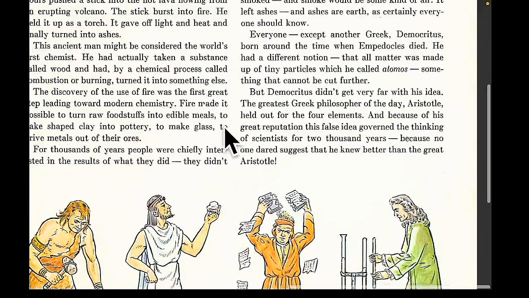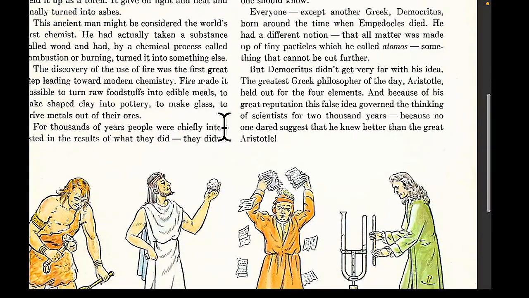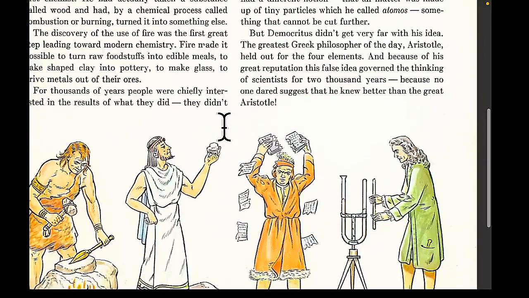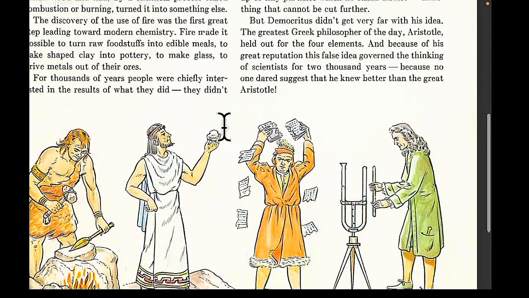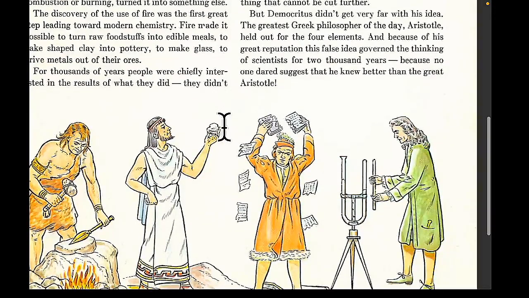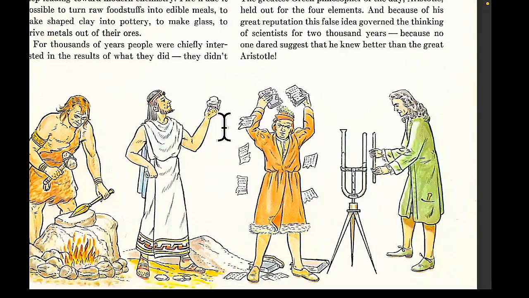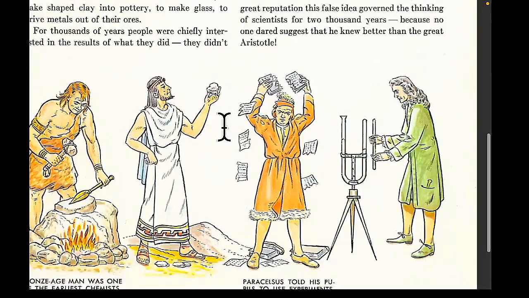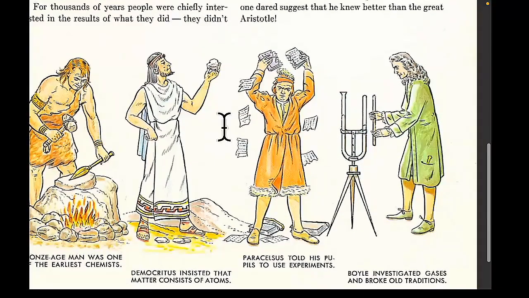Everyone accepted this, except another Greek, Democritus, born around the time when Empedocles died. He had a different notion: that all matter was made up of tiny particles he called atoms, something that could not be cut further. But Democritus didn't get very far with his idea. The greatest Greek philosopher of the day, Aristotle, held out for the four elements, and because of his great reputation, this false idea governed the thinking of scientists for 2,000 years, because no one dared suggest that he knew better than the great Aristotle.